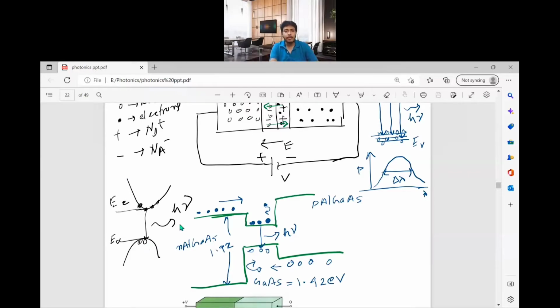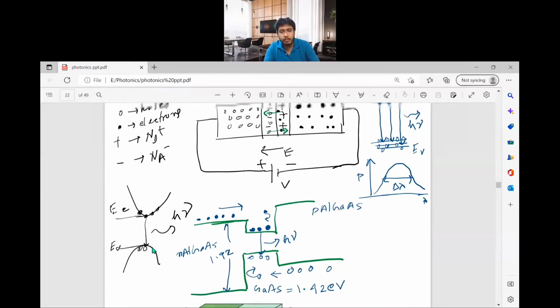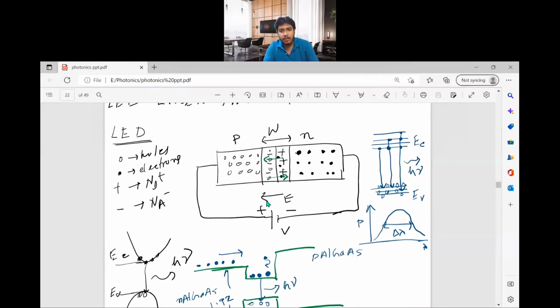Whereas in an indirect band gap semiconductor, the conduction band minima and the valence band maxima do not lie at the same momentum or vector. So whenever they recombine, there will be some momentum change. So it generates heat, phonons, not photons. This is the basic difference between the PN junction diode and the LED. So two things are there: it is spontaneous emission, and we need to use a direct band gap semiconductor like gallium arsenide or indium gallium arsenide.